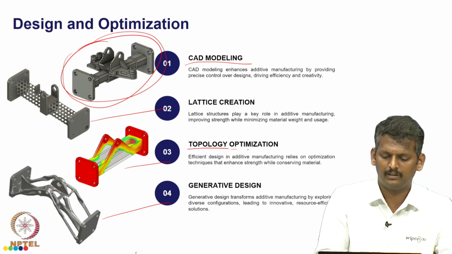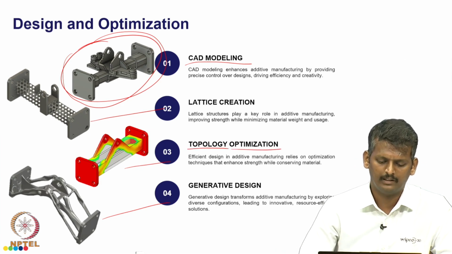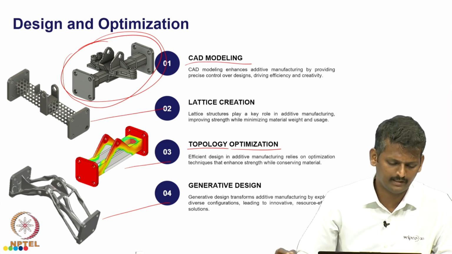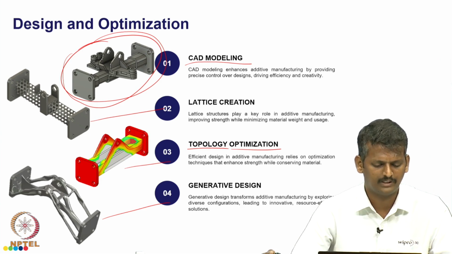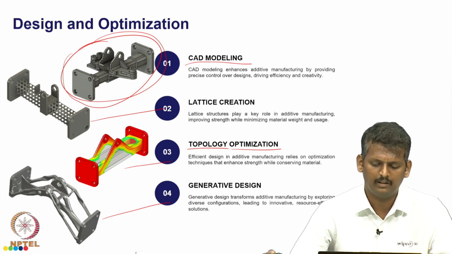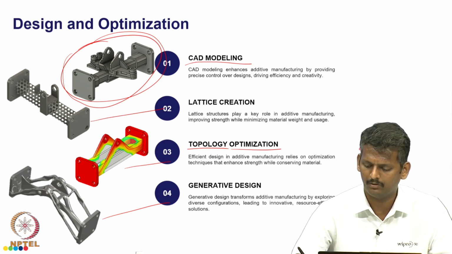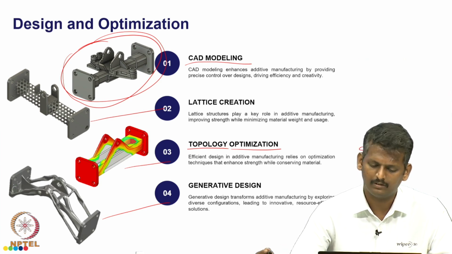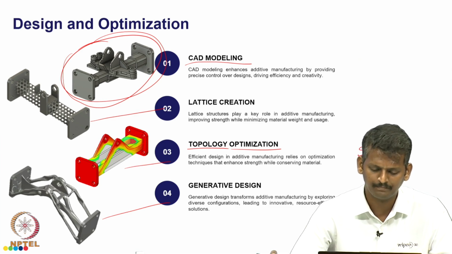And now coming to the third one, that is topology optimization. In topology optimization you can see that the red color portions mean the regions that take the most amount of stress and deformation. There are different methods available in topology optimization. SIMP is one method which is basically used for topology optimization in most of the tools.